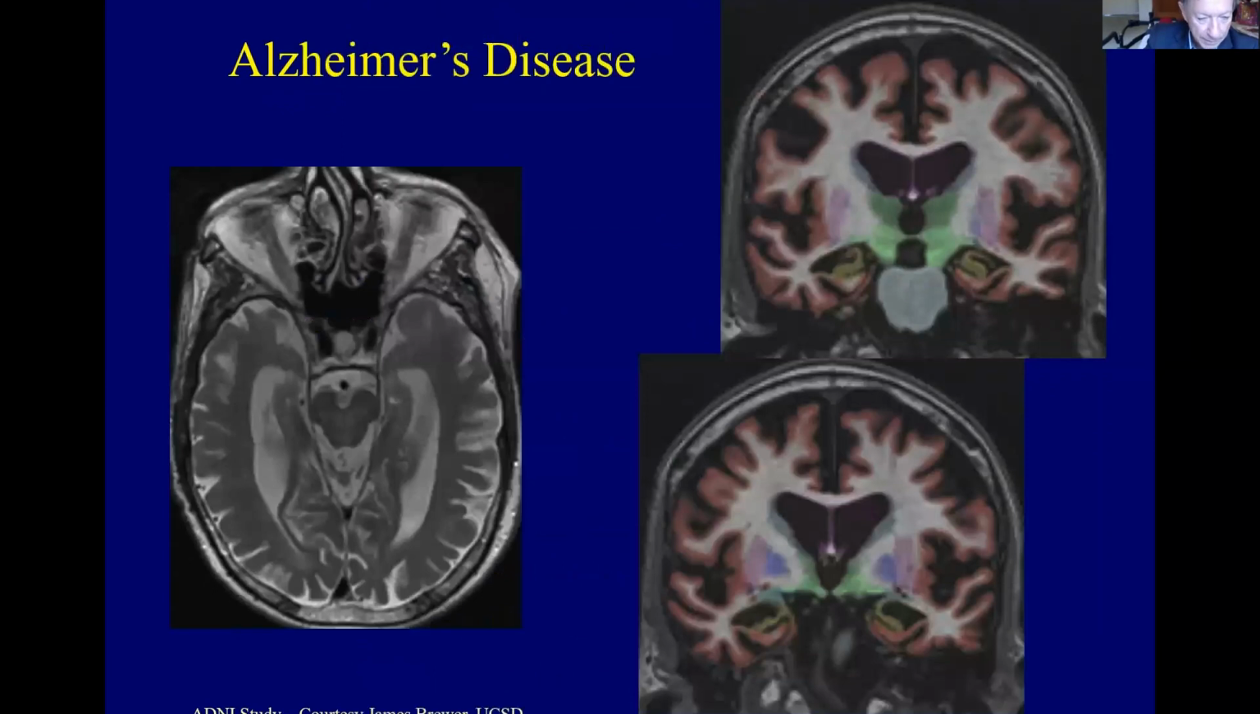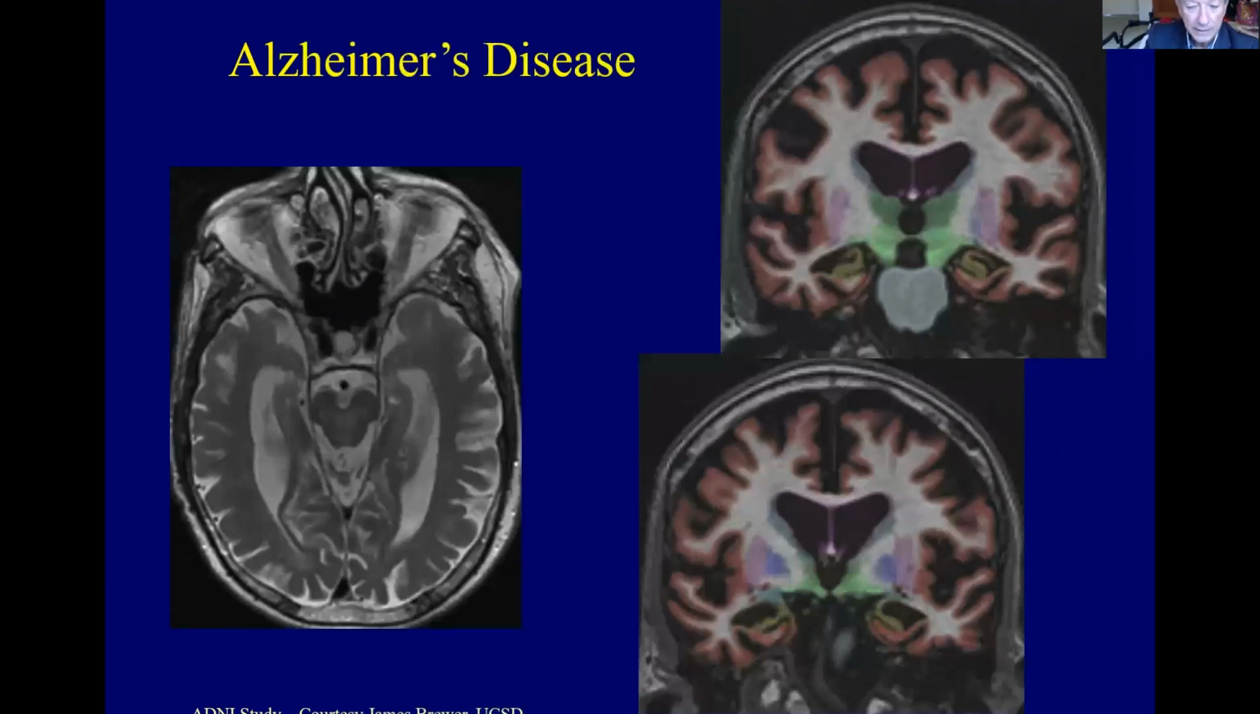And as an example, a case from one of our research studies. In a patient with Alzheimer's disease, there is a marked dilatation of the temporal horns, and the coronal views show marked atrophy of the hippocampus, as well as dilatation of the temporal horn, but disproportionate atrophy of the hippocampus compared to the rest of the brain.